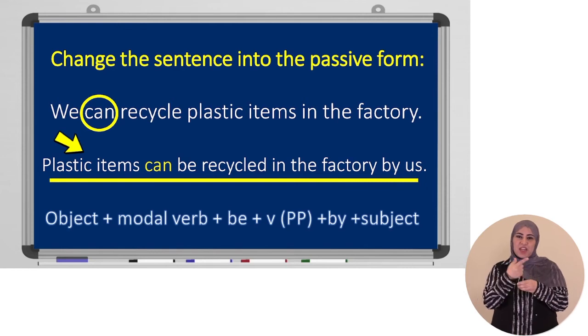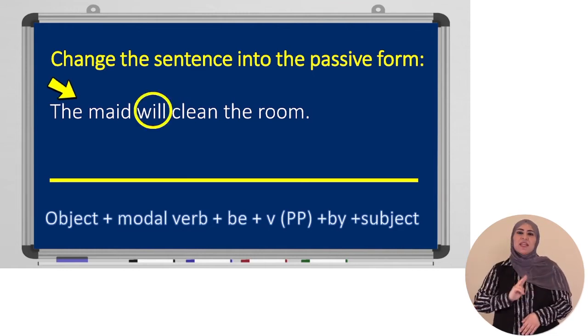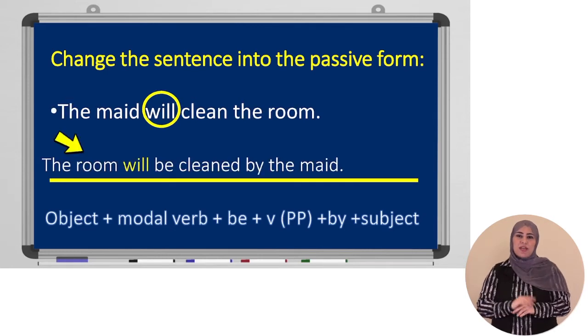Very simple. Another example. The maid will clean the room. Is there a modal verb here? Yes, there is. It's will. What's the subject? The maid. The object is what? The room. So we start with the object. The room will be cleaned by the maid.